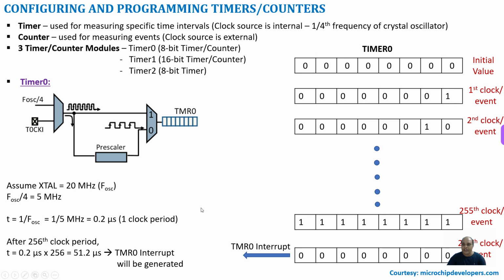This is the condition when I put an initial value of 8 zeros. If I change the initial value to some other value, then automatically this time period can change. So by changing the initial value, I can modify this time period. By changing the prescaler value, I can modify this time period.